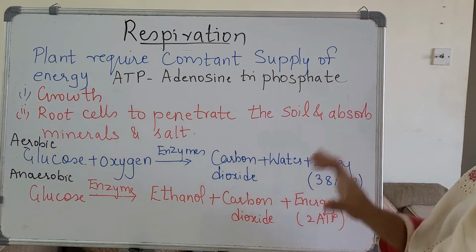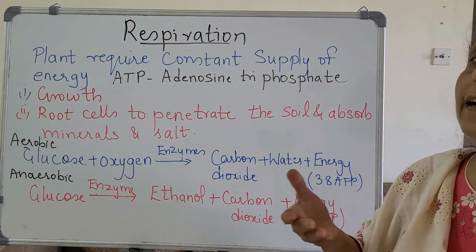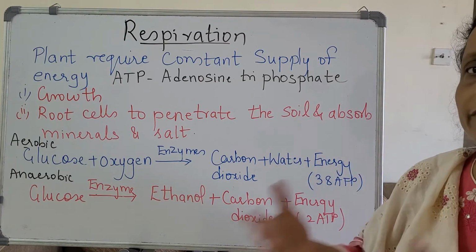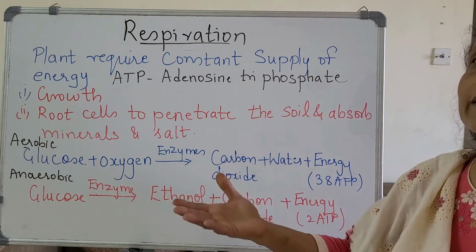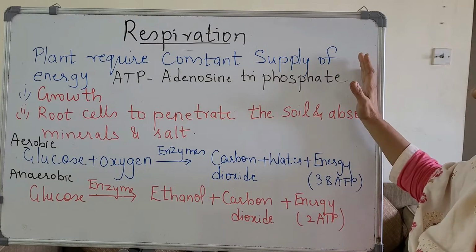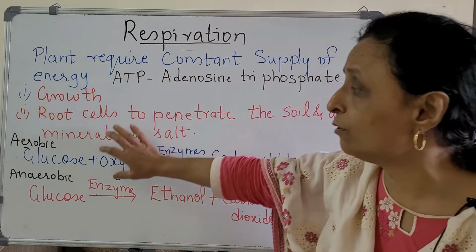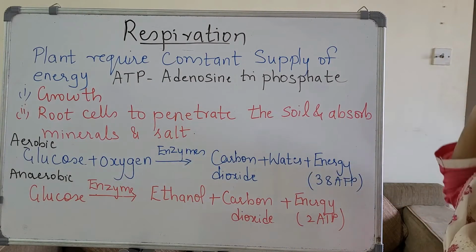The energy formed by aerobic respiration, 38 ATP, that is the currency. The energy is preserved in the form of a chemical, that is ATP. Whenever that ATP is there in the cell and we require energy, that ATP gets converted to energy and supplies us with energy. So this is the thing which you have to know in respiration, that glucose plus oxygen gives carbon dioxide, water and energy.